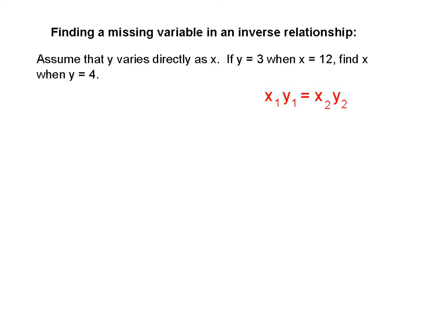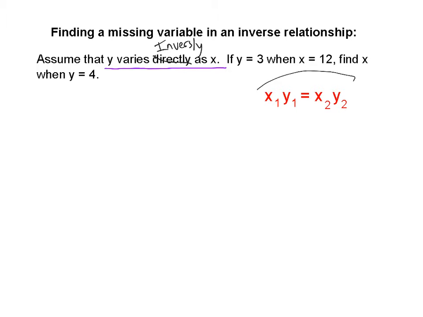Sometimes they're going to have a missing number in a relationship that you have to solve. So notice it says assume that y varies inversely as x. Sorry about that, I have the wrong word there. It should have said inversely. Assume that y varies inversely as x. If y equals 3 when x equals 12, find x when y equals 4.